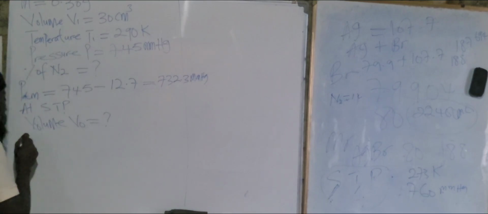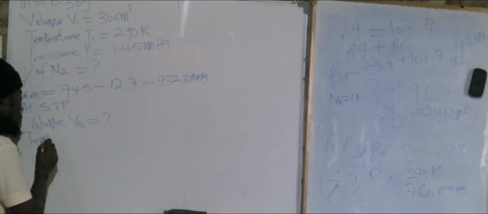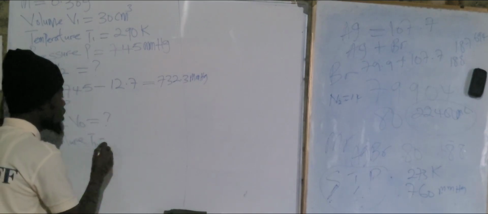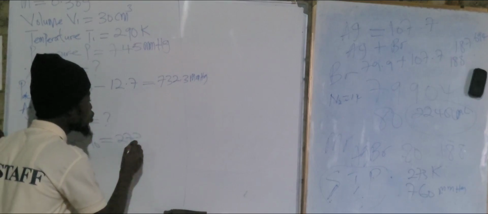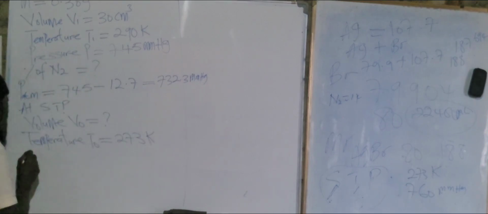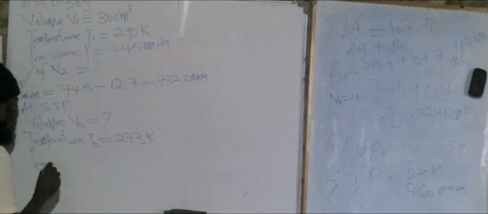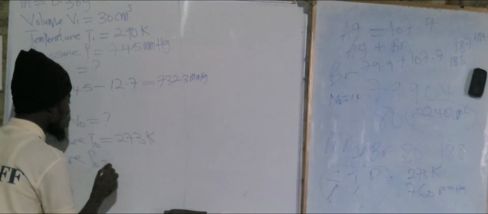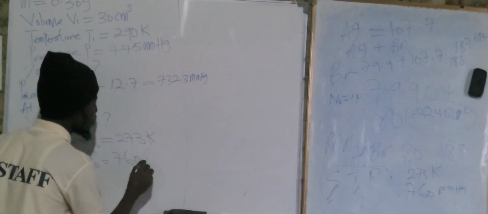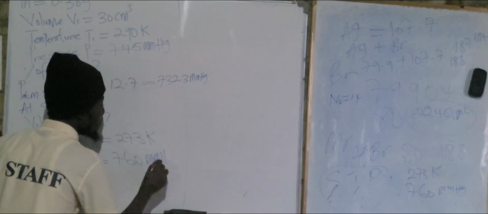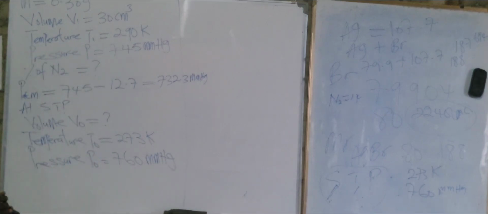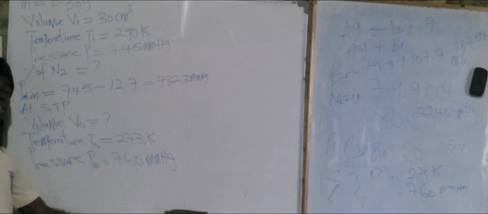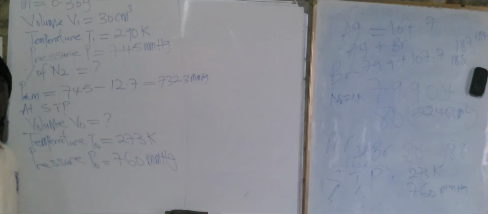What is the standard temperature? Temperature T0, the original temperature, is always 273 Kelvin. And the original pressure P0 is always 760 millimeter mercury, the standard pressure. So standard pressure is 760 millimeter and standard temperature is 273 Kelvin.